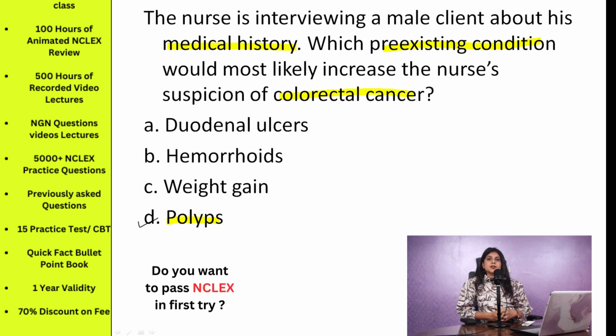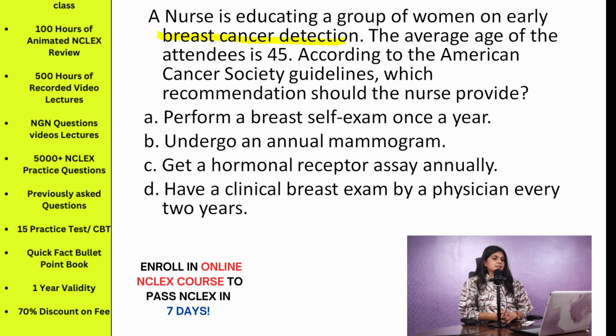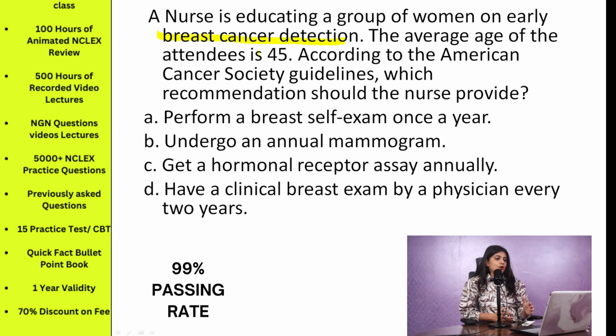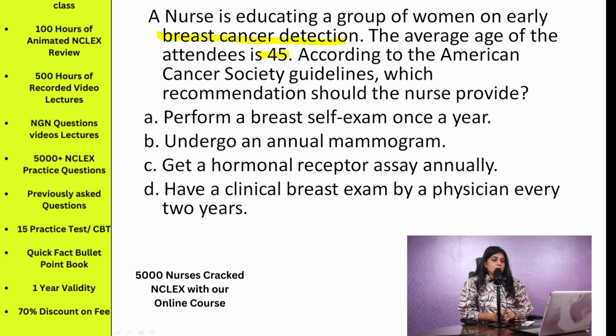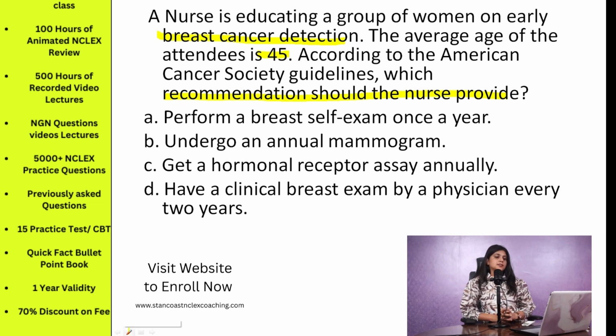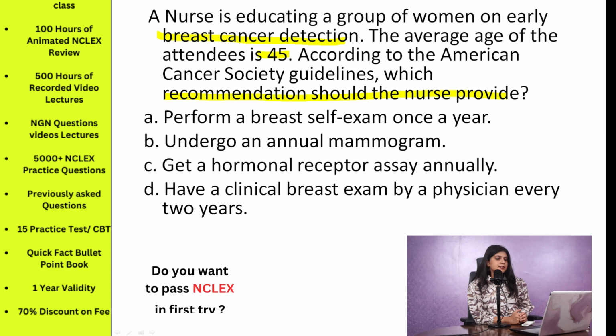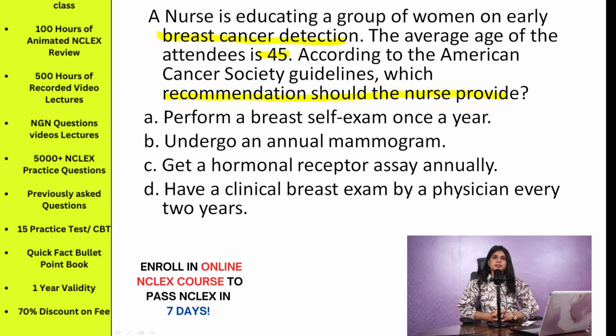Let's tackle another question. A nurse is educating a group of women on early breast cancer detection. The average age of the attendees is 45. According to the American Cancer Society guidelines, which recommendation should the nurse provide? A. Perform a breast self-exam once a year. B. Undergo an annual mammogram. C. Get a hormonal receptor assay annually. D. Have a clinical breast exam by a physician every 2 years.